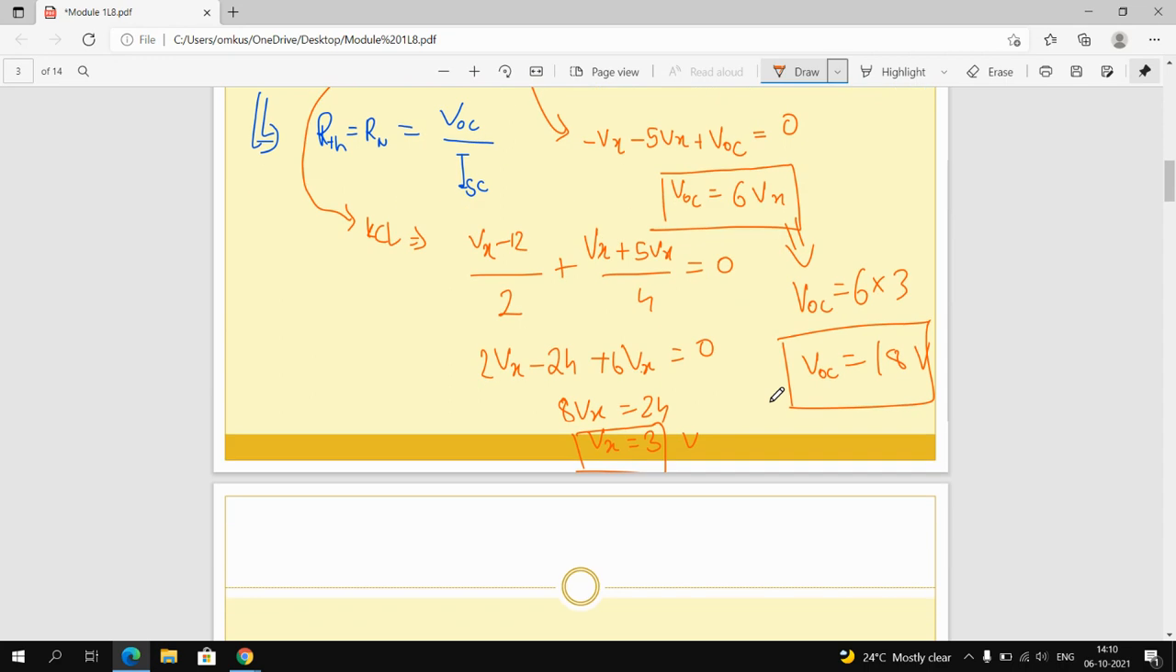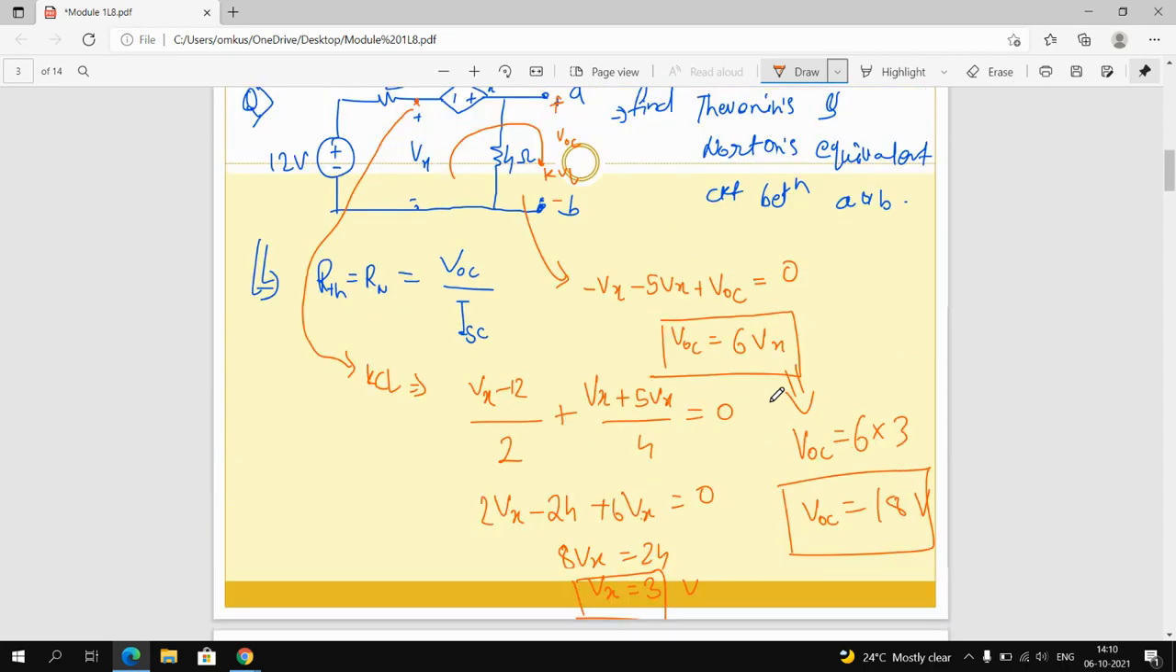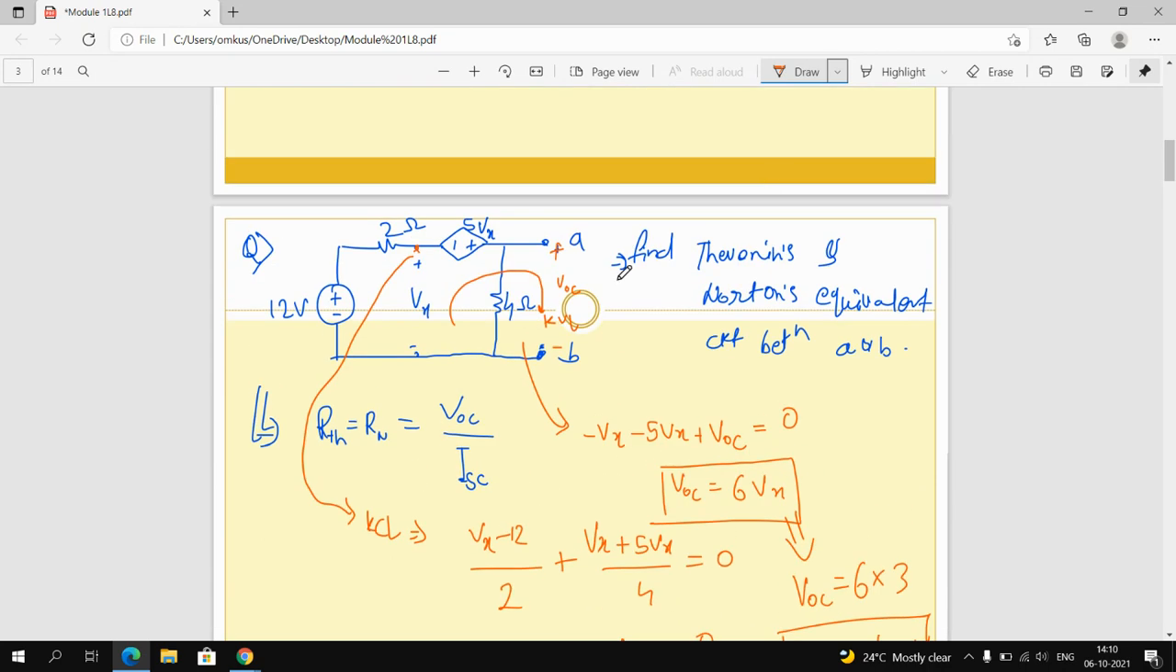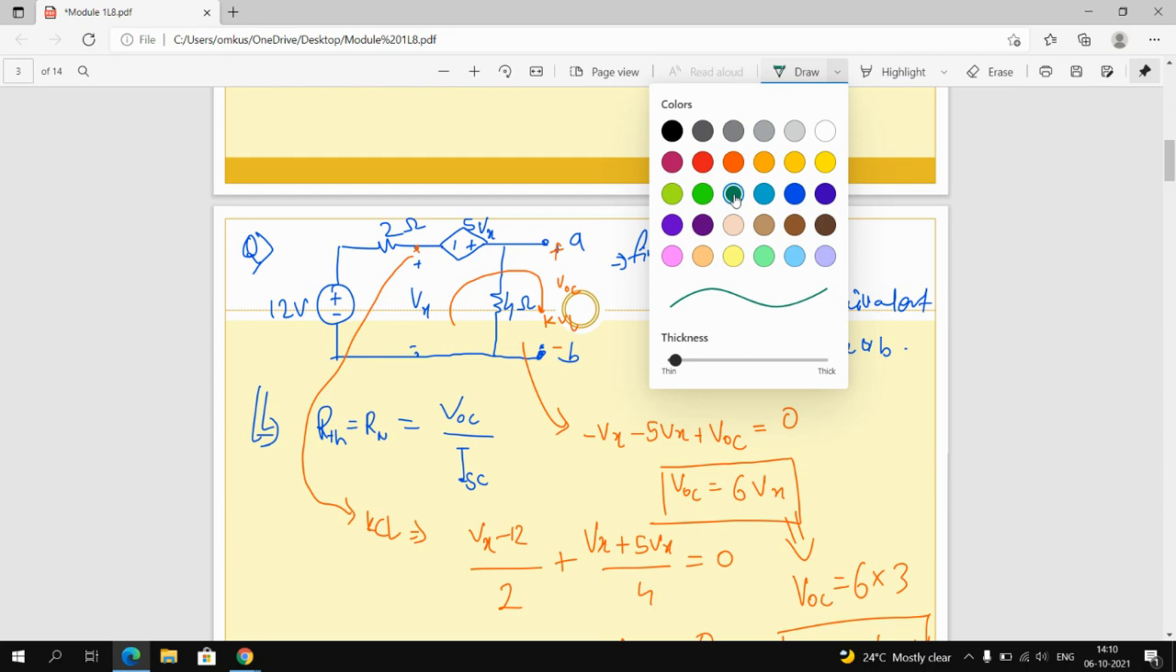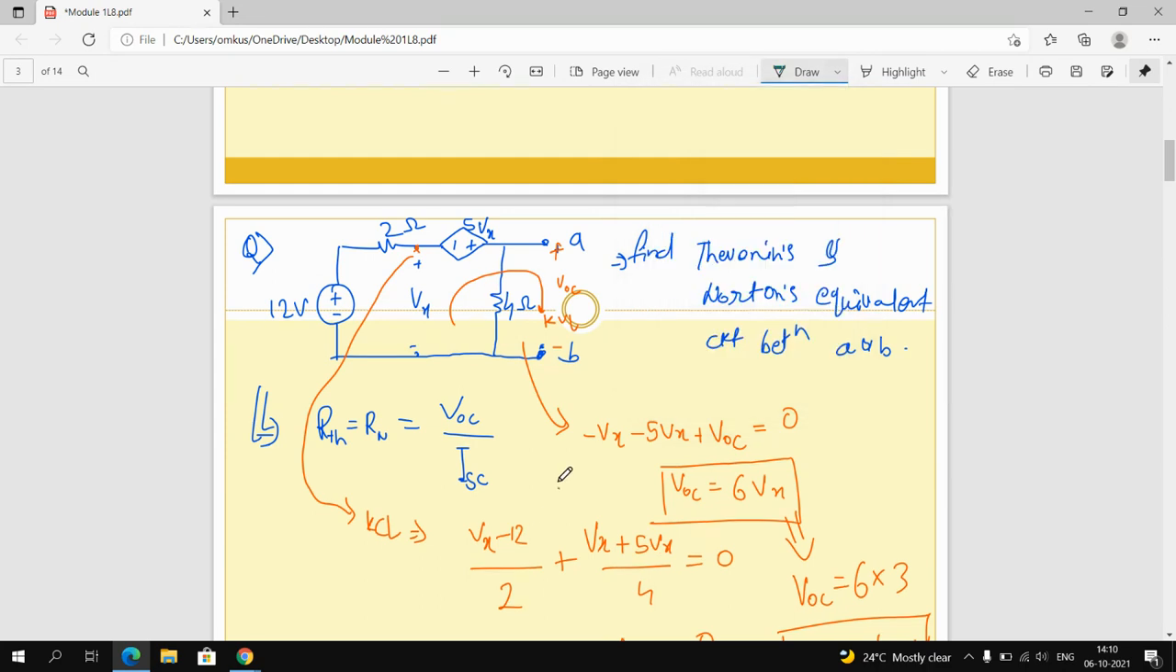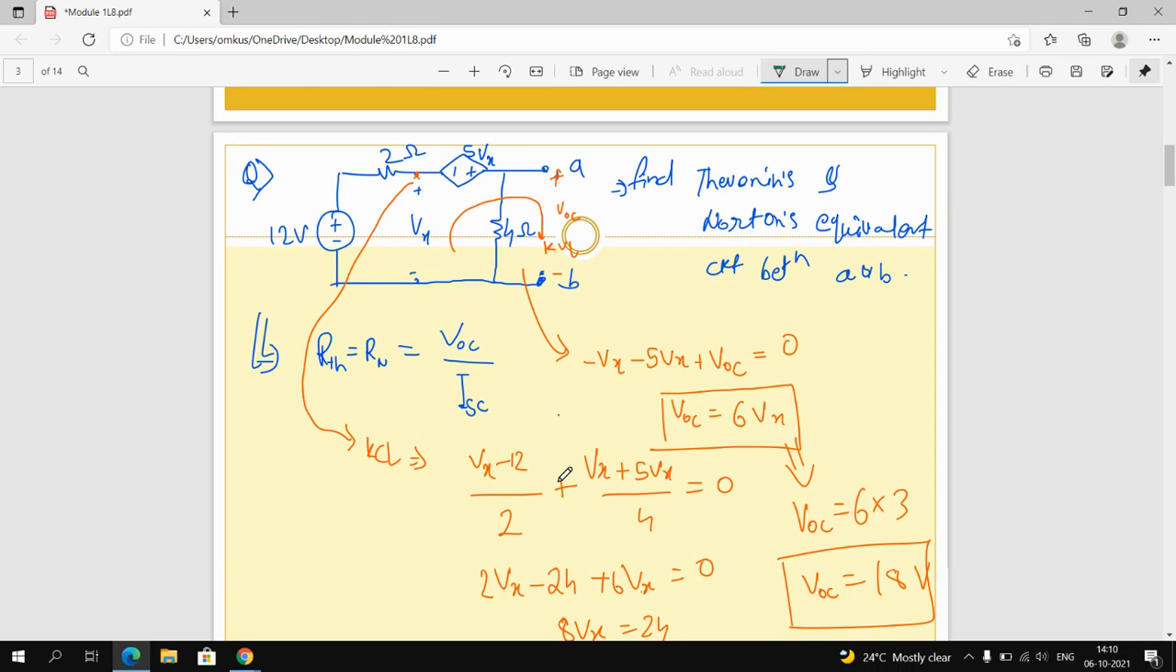Now in the second step, you need to find out ISC, right? For finding ISC, short circuit those two terminals. So here, see, for finding ISC, short circuit these two branches. So I short circuited this, so there is an ISC.